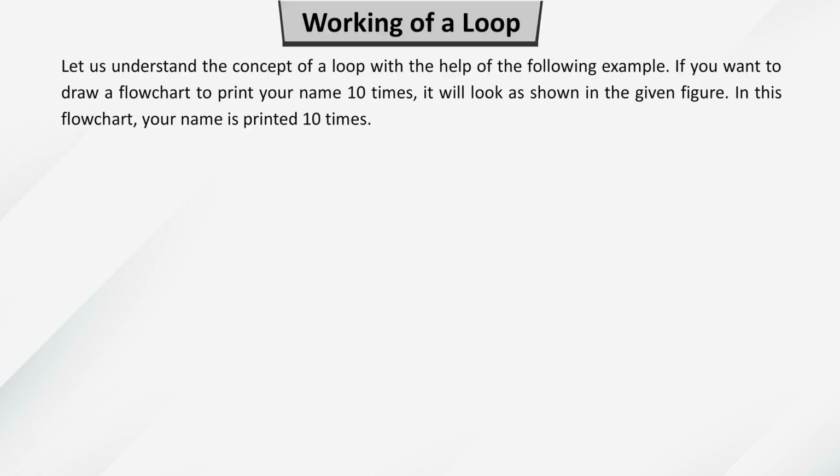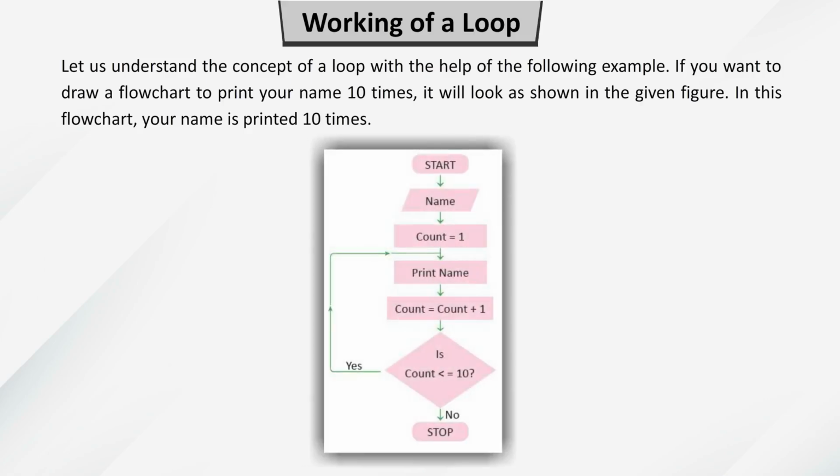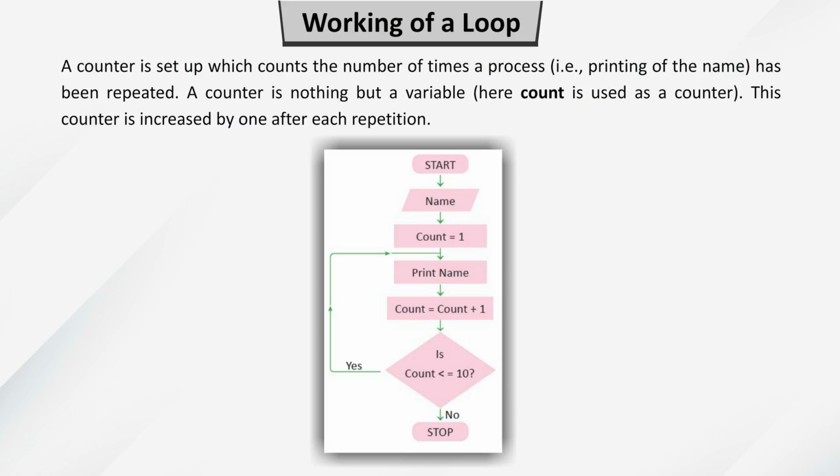Working of a loop. Let us understand the concept of a loop with the help of the following example. If you want to draw a flowchart to print your name 10 times, it will look as shown in the given figure. In this flowchart, your name is printed 10 times. A counter is set up which counts the number of times a process, that is, printing of the name, has been repeated. A counter is nothing but a variable. Here, count is used as a counter.